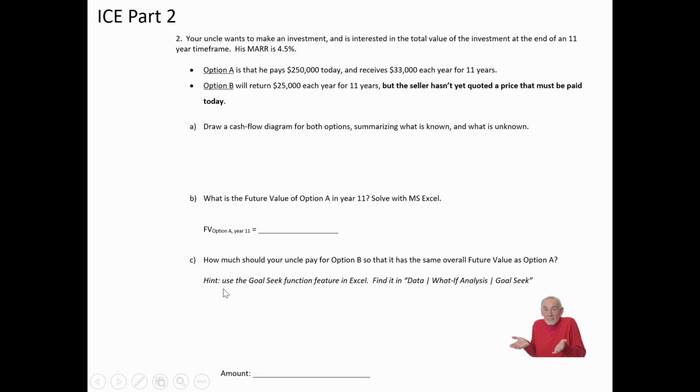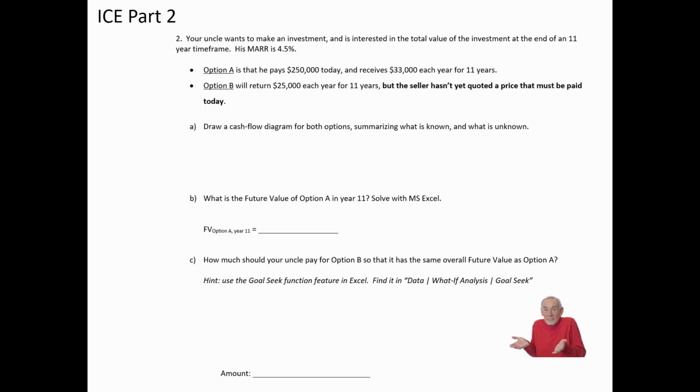And I tell you specifically with this hint, what you should do is use goal seek and keep doing an iteration over and over with option B on some hypothetical purchase price until both of the future values are the same. And then that will tell you the maximum purchase price your uncle should be willing to pay for option B. So if the seller is offering the alternative for less than that, then option B would be better. If the seller is trying to ask for more, then option A would be better.